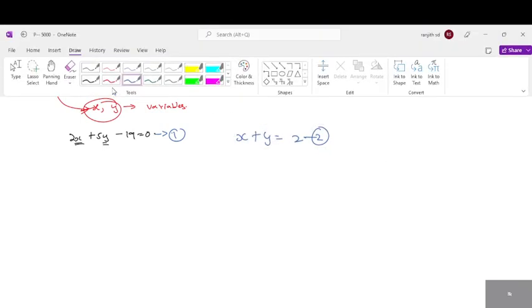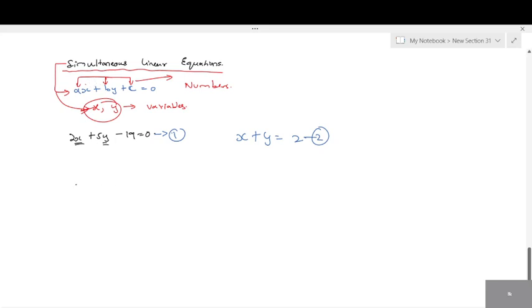Now, first the elimination and substitution methods. We'll start with substitution. 2x plus 5y minus 19 is equals to 0. This is the general equation. Can you all repeat the general equation? What's the general equation for simultaneous linear equation? ax plus by plus c is equal to 0.